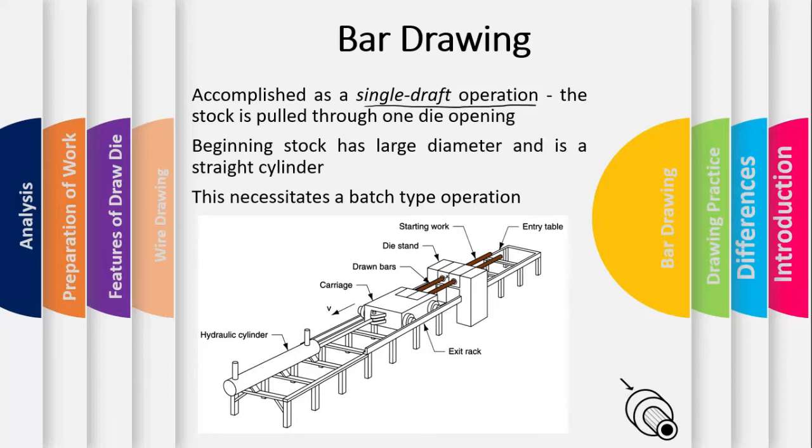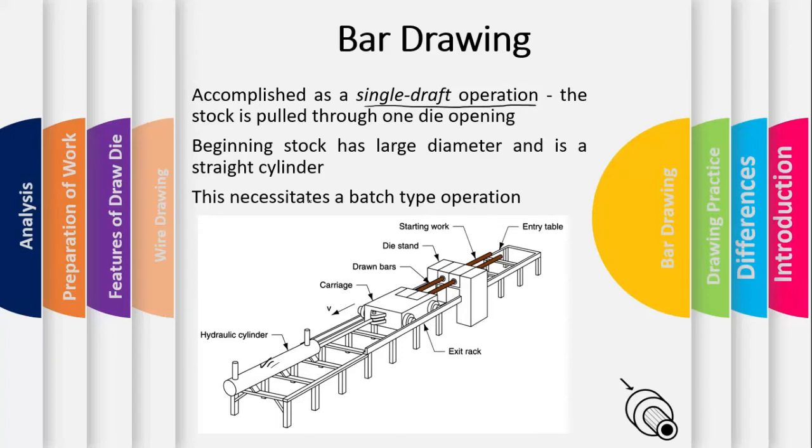So we have one die and we have a bar, and there's a carriage that is pulling this bar using some hydraulic system, and the bar is being pulled through this die opening only once. So that is what is called a single draft operation. The beginning stock has a larger diameter and is a straight cylinder, as you can see here.